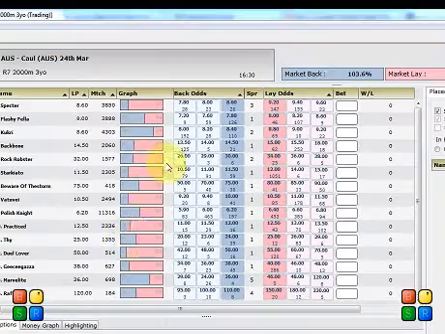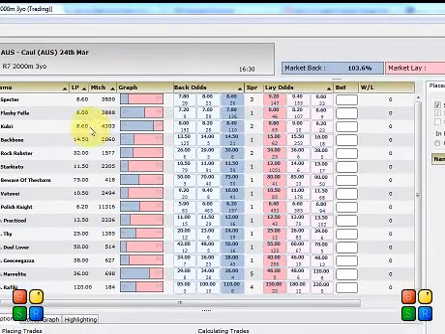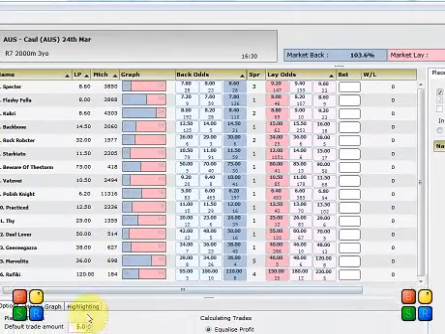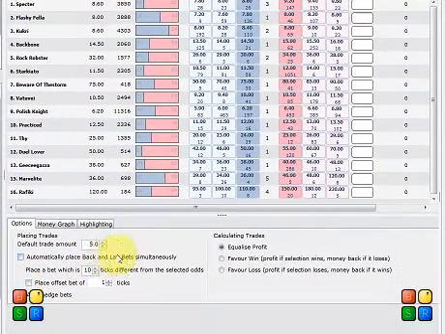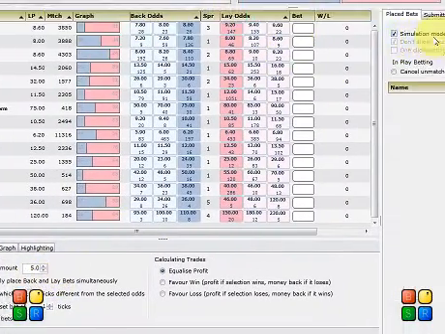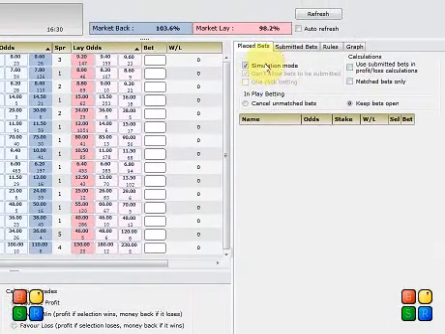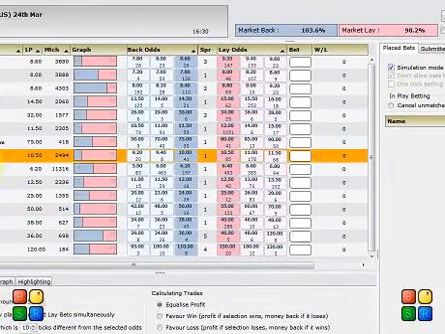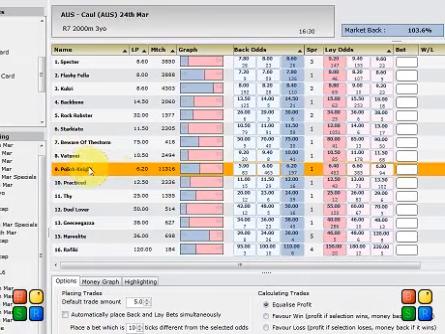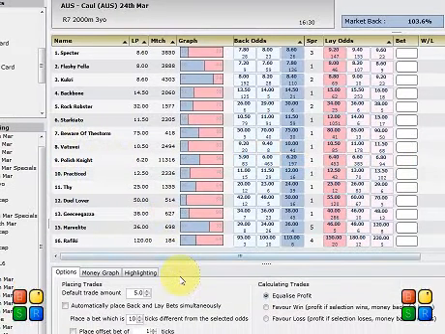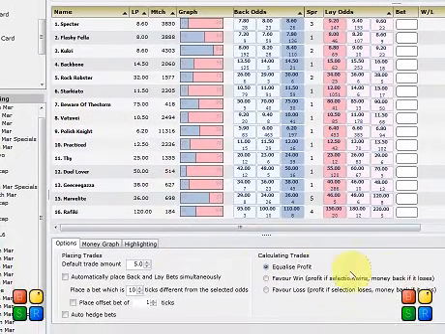Do a simulation mode in the trading module of Bettaway, and I've got a race that I've brought up here. I'll just quickly show you a couple of the options that I've ticked or unticked. I've got it in simulation mode at the moment, so I'm going to keep it in simulation mode, and what that does is simulate what would happen if you were trading for real without risking any money. So it's a good way to practice.